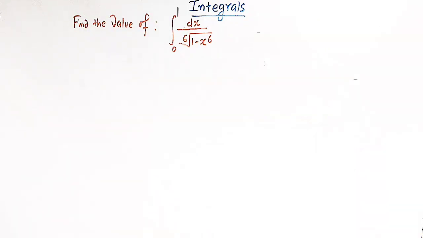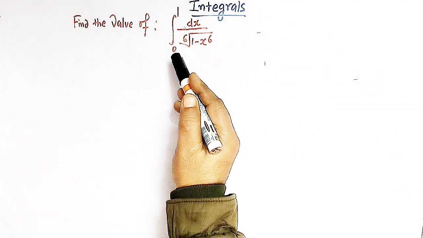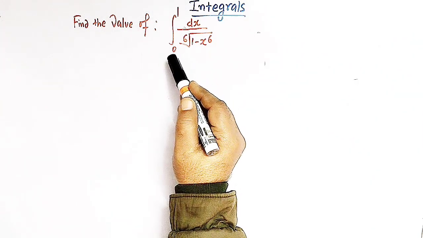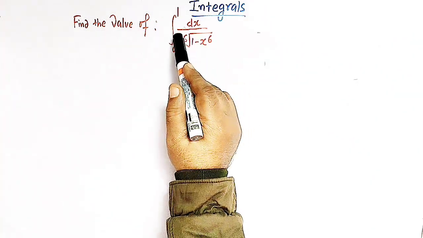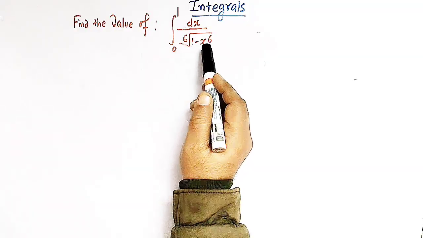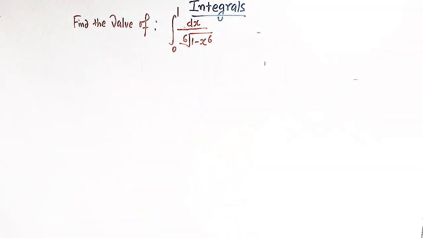Hello viewers, in today's session we are going to discuss another important problem from beta and gamma functions, and here we are going to find out the value of this integral using the concept of beta and gamma functions. So we have to evaluate the integral 0 to 1 of dx over the sixth root of 1 minus x raised to 6.